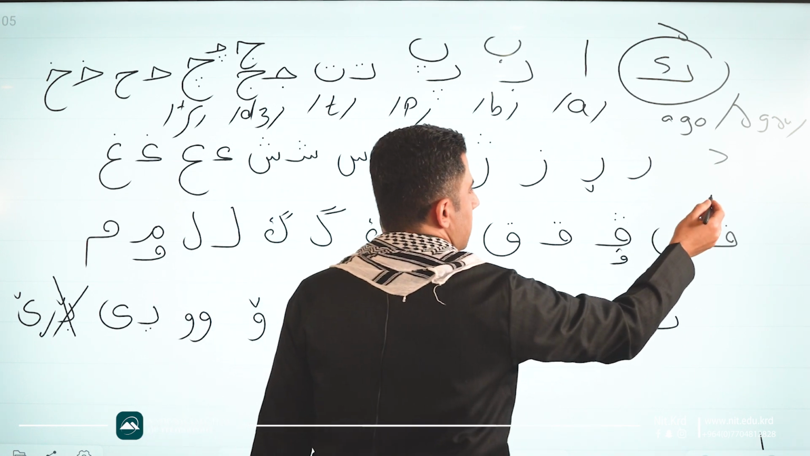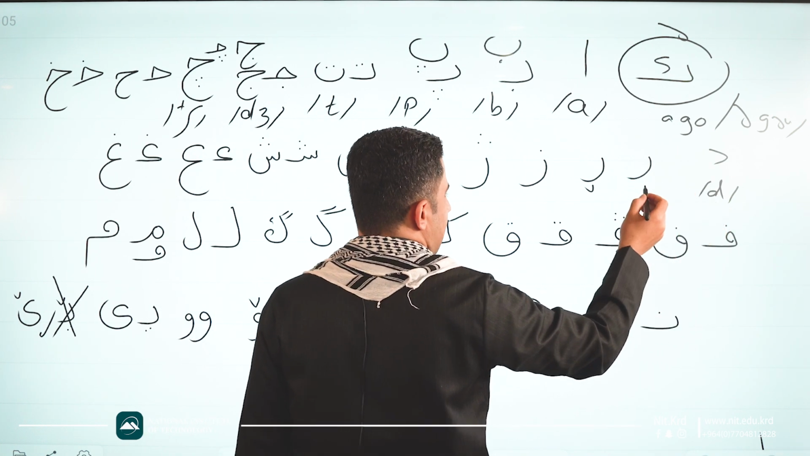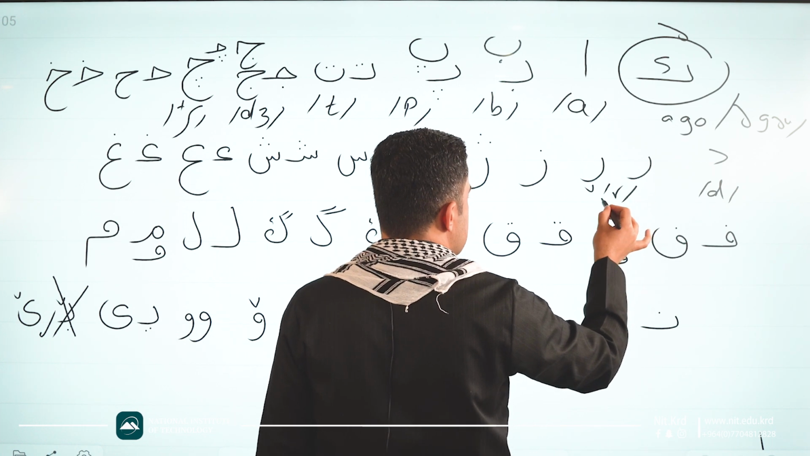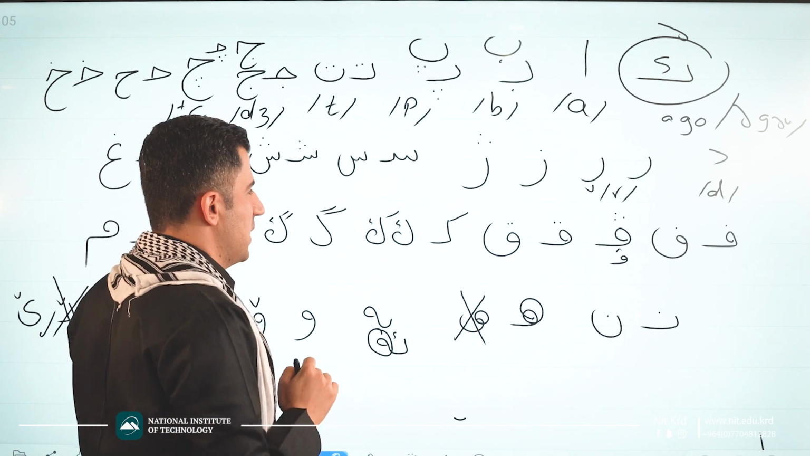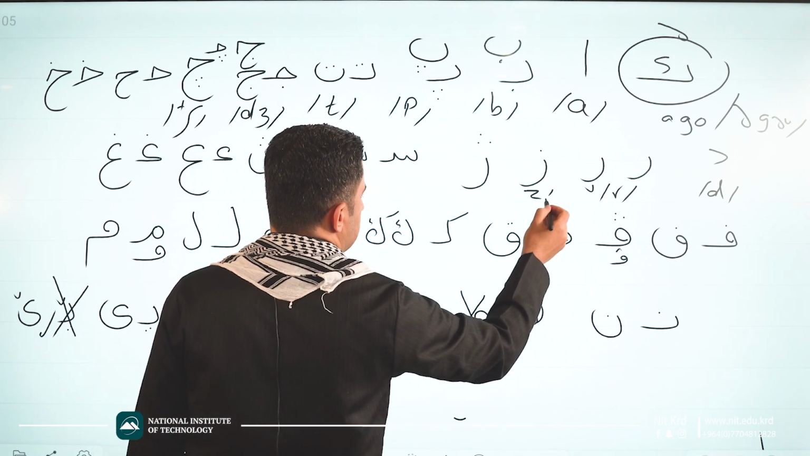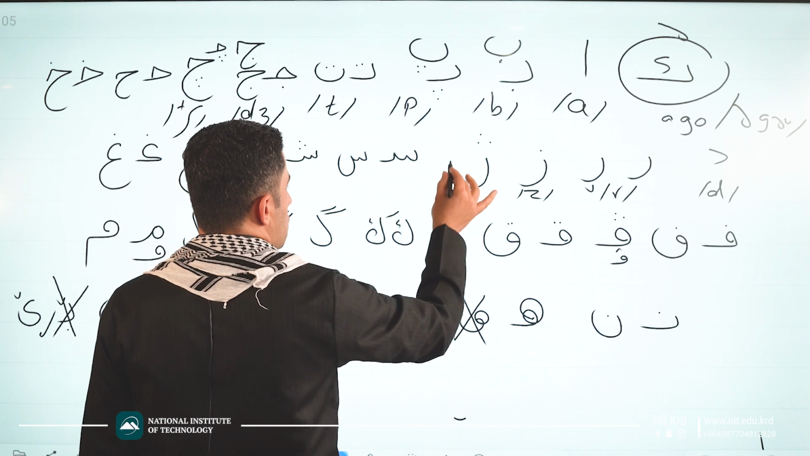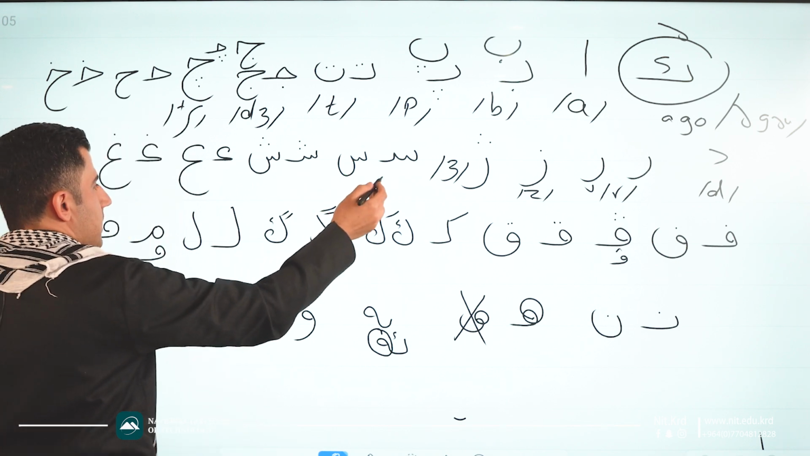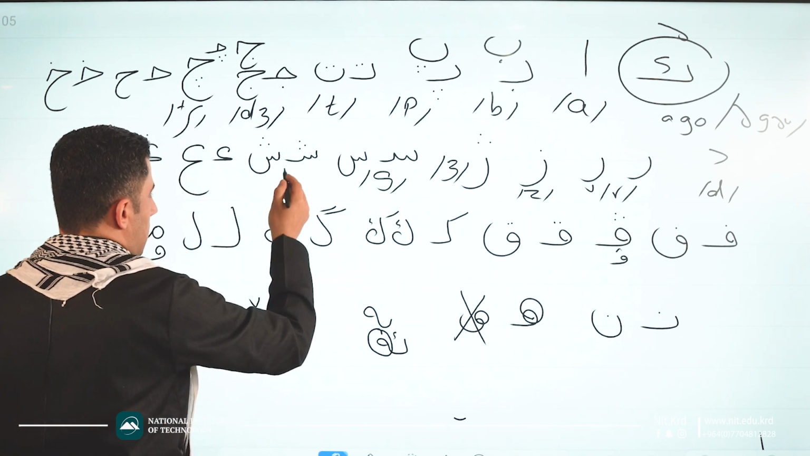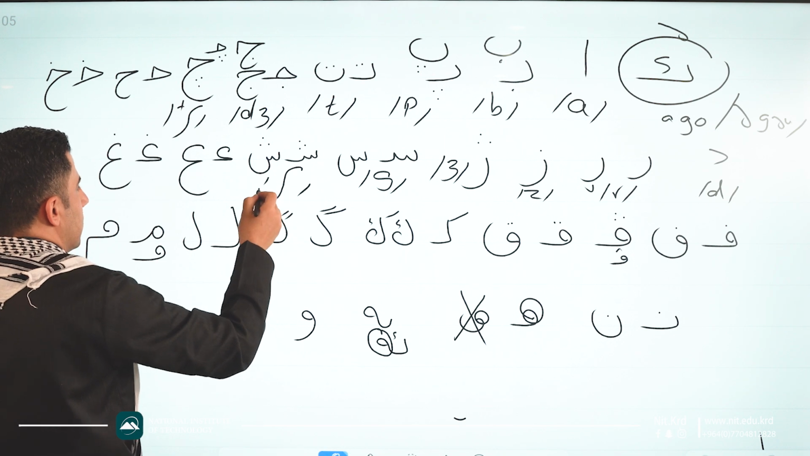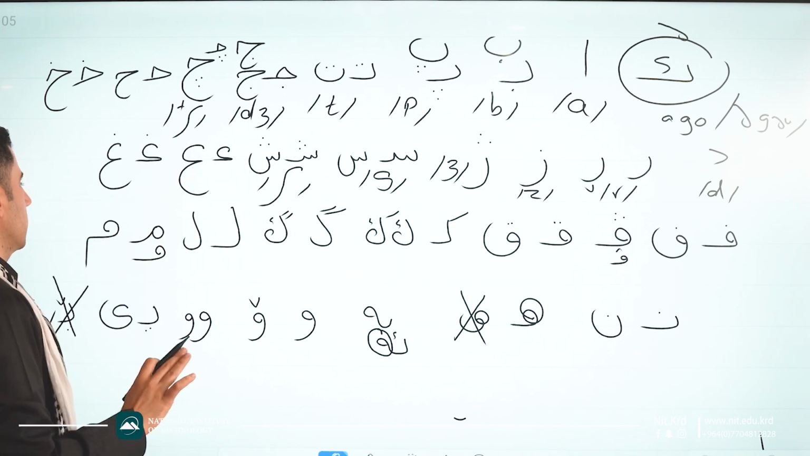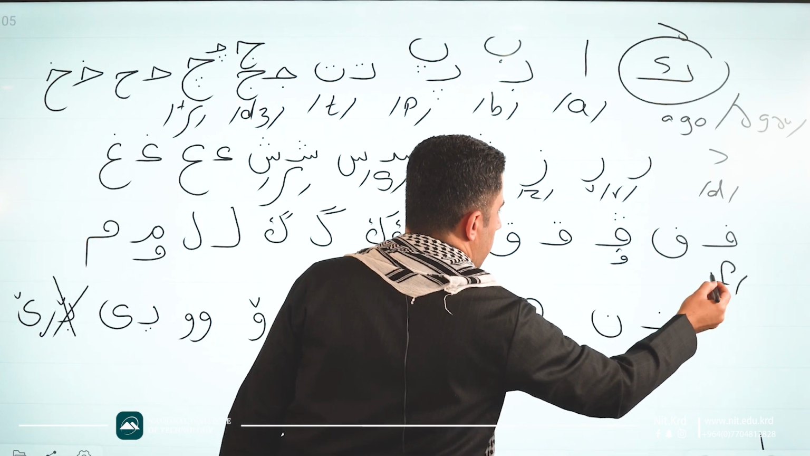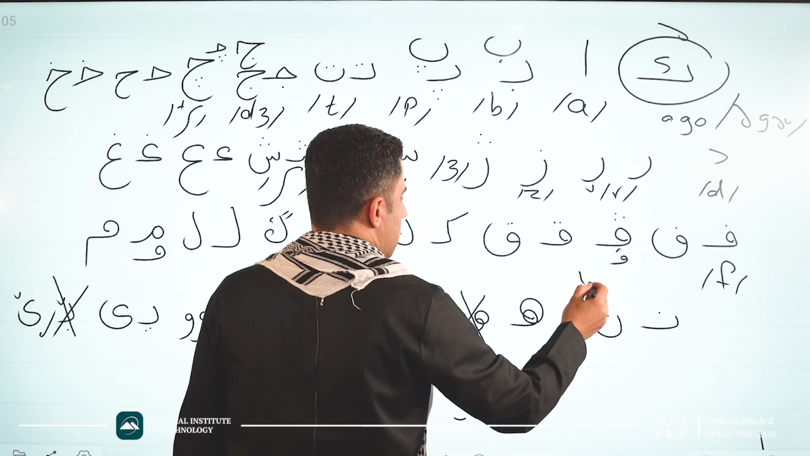D, we have it in English. R. This is one r and this is another r. In English, we represent both just by this symbol. After that, this is z. This one is zh, the sound in "measure". S, we have it also in English. Sh is a long s. We do not have it in English. F, we have it. V, we have it.